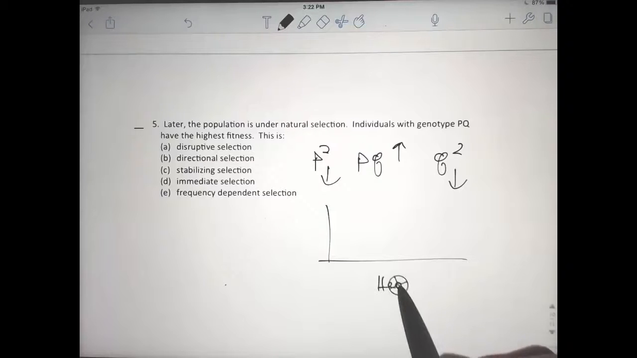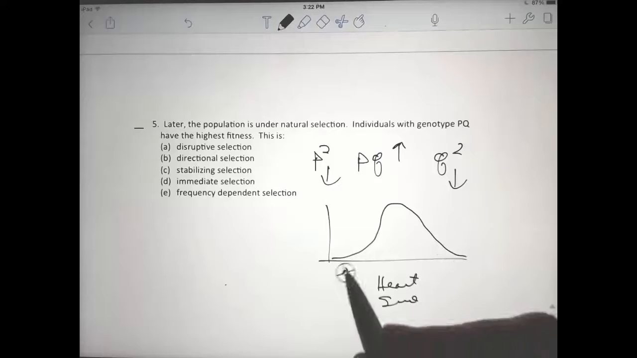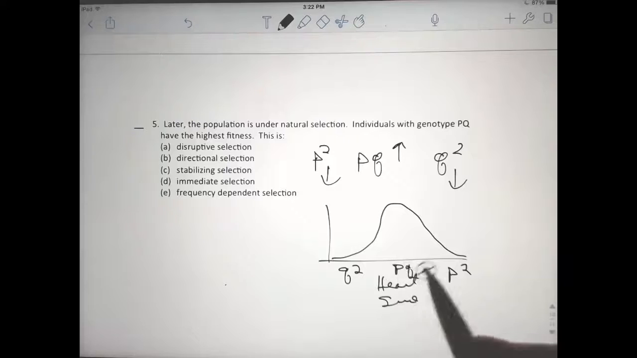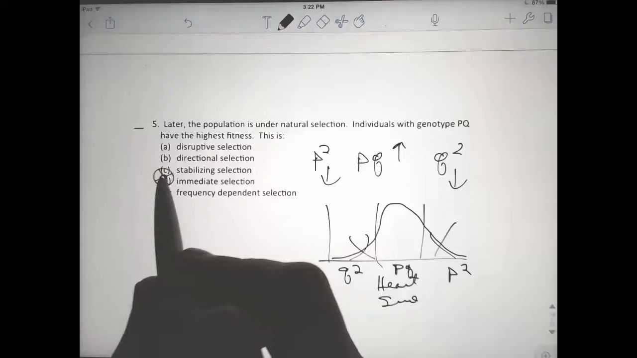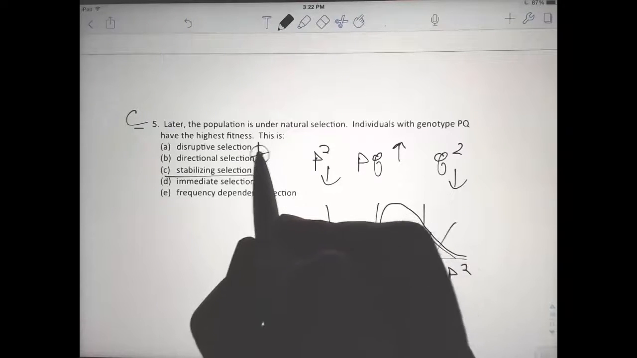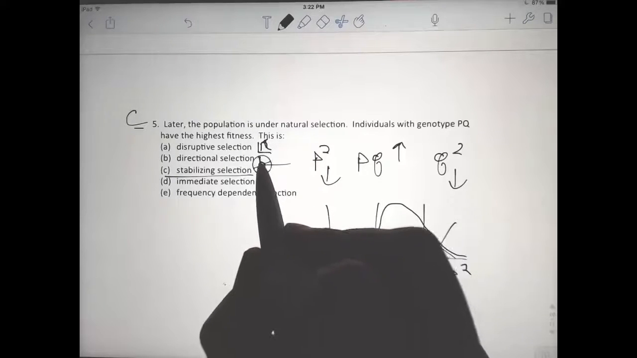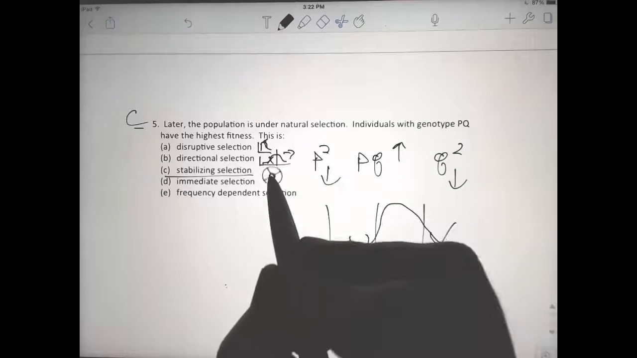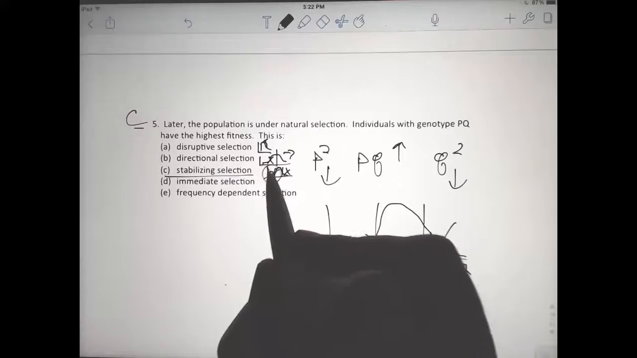We're talking about heart size. And Q squared, P squared are small and large hearts. PQ is intermediate size. They do the best. The extremes disappear. And I might recognize that right away as stabilizing selection. Or I might decide I need more sketches. Disruptive selection, where it's against the middle. That would be against PQ. That doesn't fit. Directional selection, one extreme we get rid of, and so the mean shifts. That doesn't fit. Stabilizing selection, we get rid of the edges. The middle does the best.